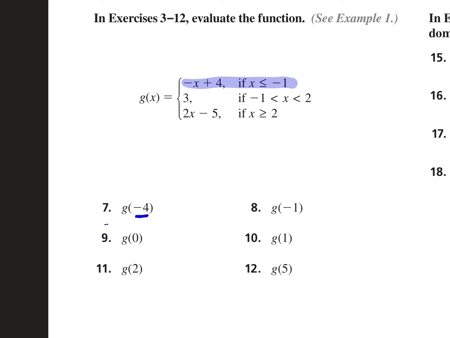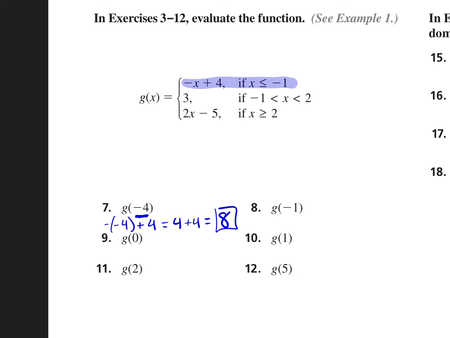So I have negative x, so negative of negative 4, plus 4. What happens to that negative 4? It turns into a positive. So this would be 4 plus 4, which is 8. So our answer would be 8.